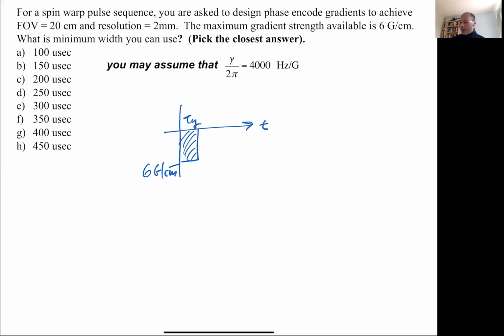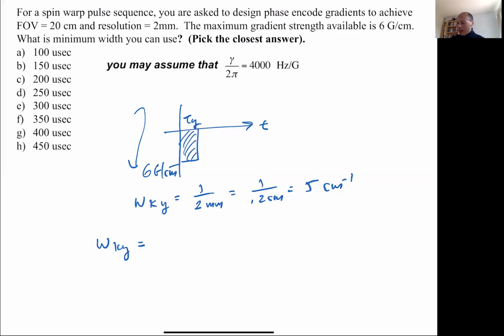Okay, so we know that WKY equals 1 over the resolution, which is 2 millimeters, which is equal to 1 over 0.2 centimeters. So that's 5 inverse centimeters. And if we want WKY to span from here to here, then that's going to be an amplitude of 12 Gauss per centimeter.